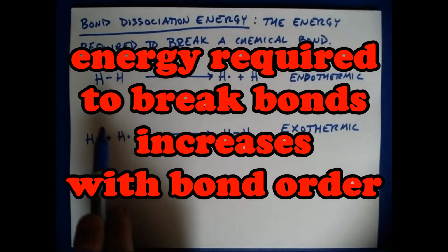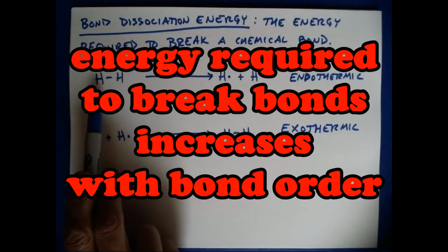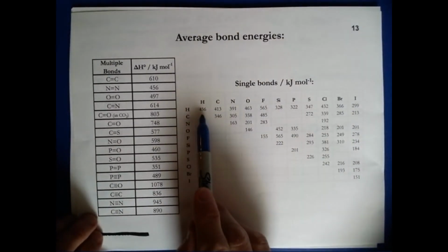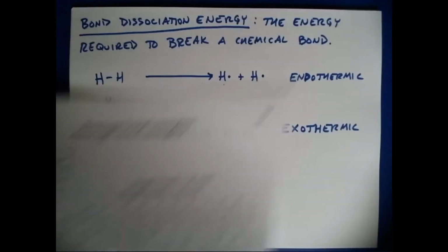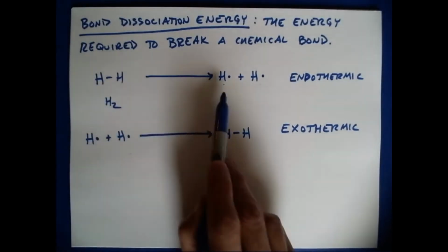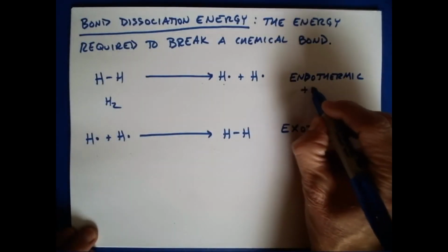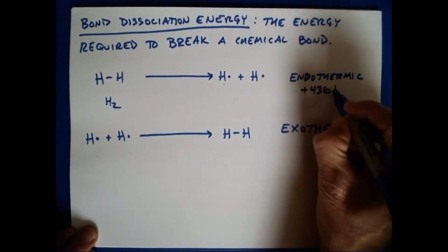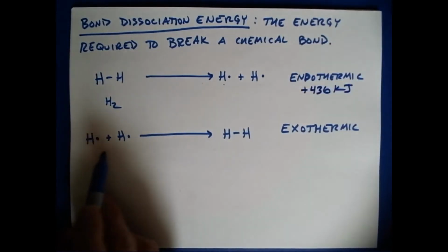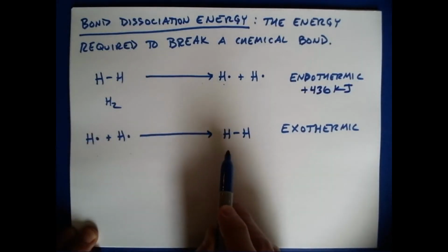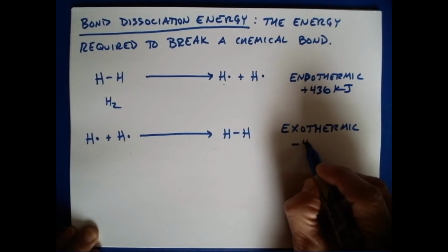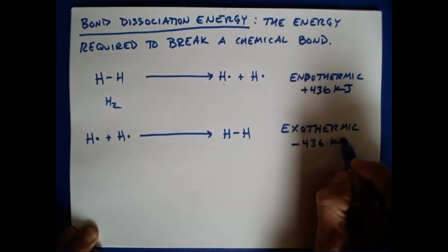So let's check this out for the hydrogen-hydrogen bond. Let's see, that's going to be 436 kilojoules per mole. So for the breaking of this bond, we're going to need the input of 436 kilojoules. And then if these two atoms combine, that's going to release 436 kilojoules.